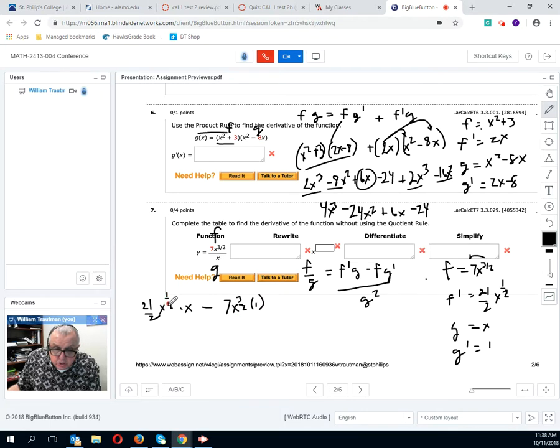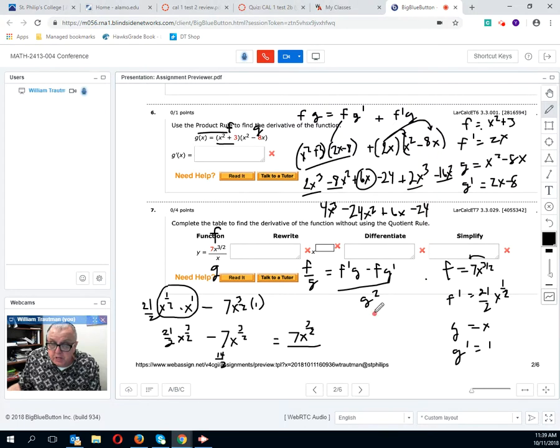Okay, so this is 21 over 2 x to the 1/2, and there's an invisible 1 here, times x. When you multiply two numbers with the same base, you add their powers. 1/2 plus 1 is 3 over 2. Minus 7x to the 3 over 2. Interesting. 21 over 2 minus 7, which is 21 over 2 minus 14 over 2. I just changed the 7 to 14 over 2. They're the same thing. 21 minus 14 is 7. So my answer there is 7x to the 3 over 2.